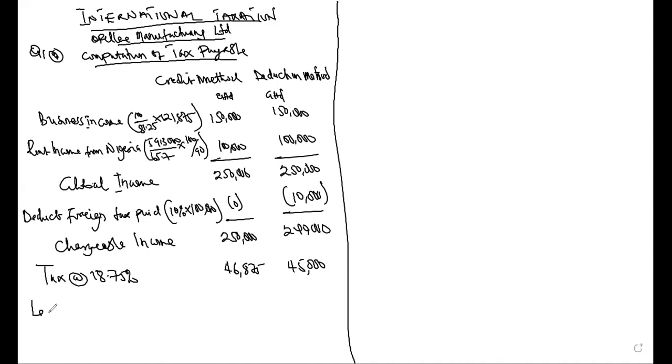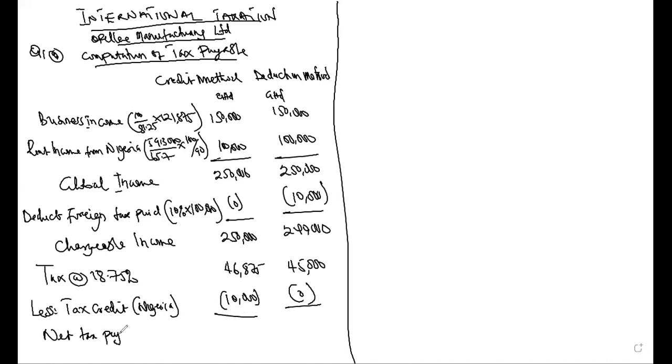Now we less the foreign tax credit from Nigeria. That will still give you 10,000. And under the deduction method, there will not be any foreign tax credit. So net tax payable to GRA will be 36,875 under the credit method, and 45,000 under the deduction method.